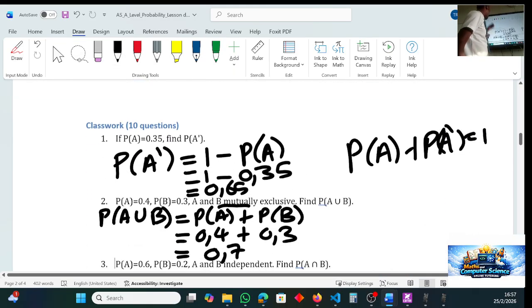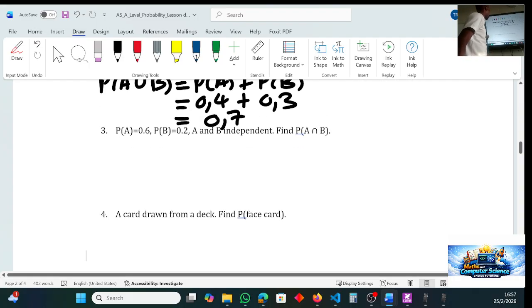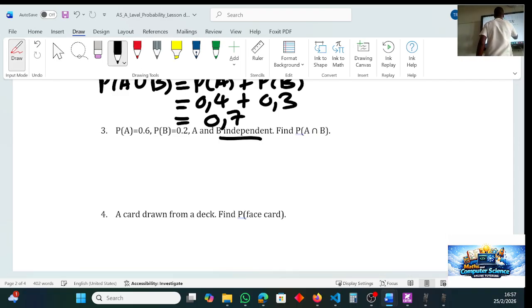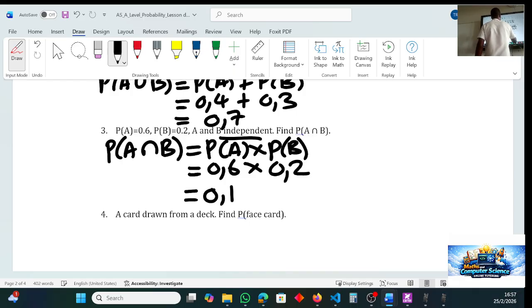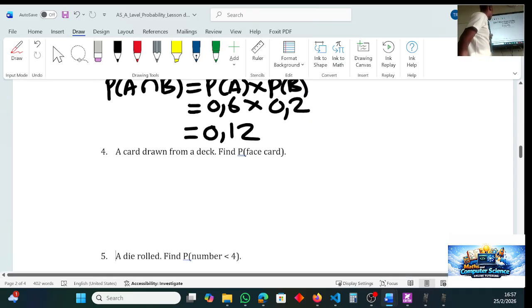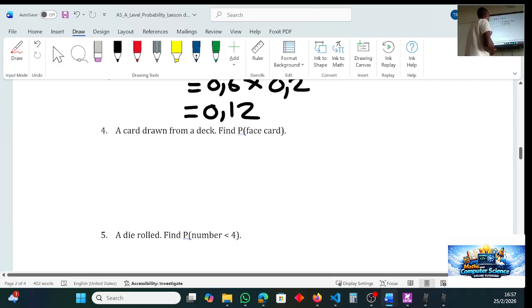Right. Still proceeding to the third question, we are told that the events given here are independent. If events are independent, it implies the probability of A intersection B is the same as the probability of A multiplied by the probability of B. Because these probabilities are known, I'll simplify with 0.6 multiplied by 0.2, and this takes me to 0.12.